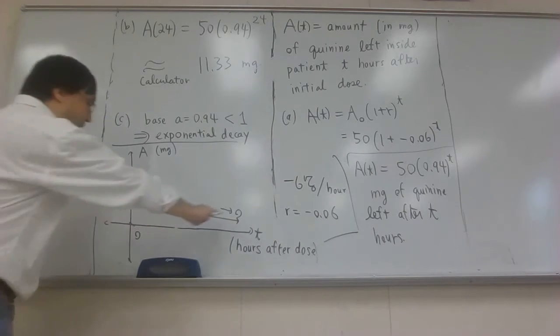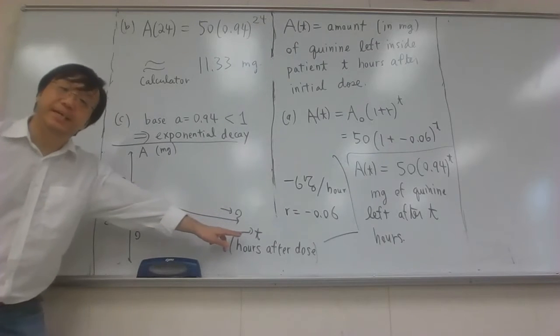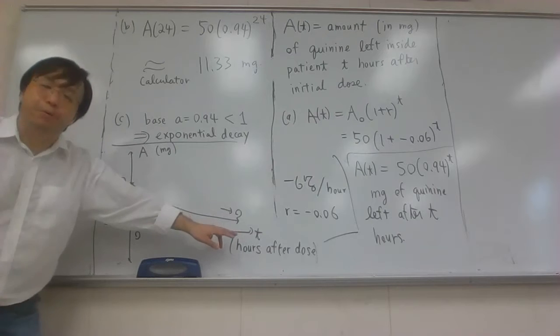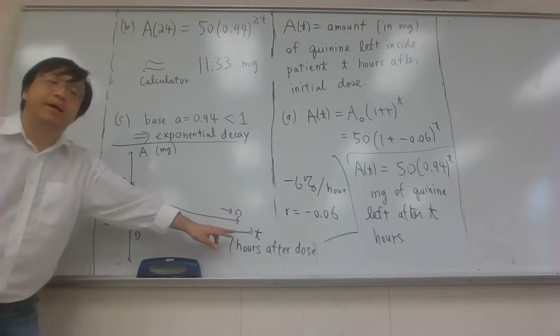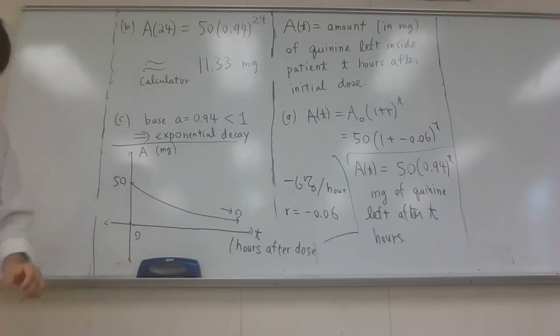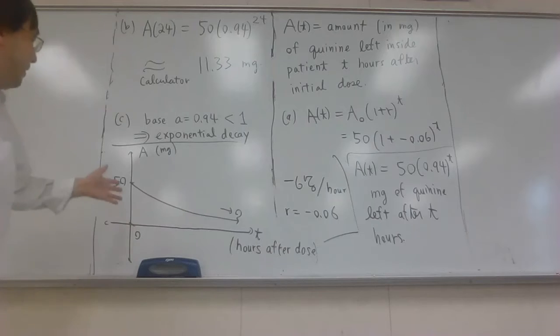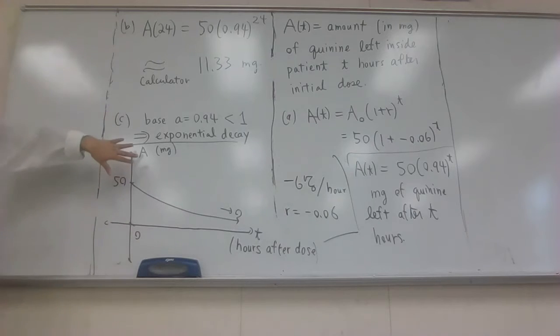So the horizontal axis is in the variable t, for time in hours after the initial dosage. Okay, did I write that down clearly? And the vertical axis is in the variable a, which is the amount in milligrams of the drug that's still left inside the person.